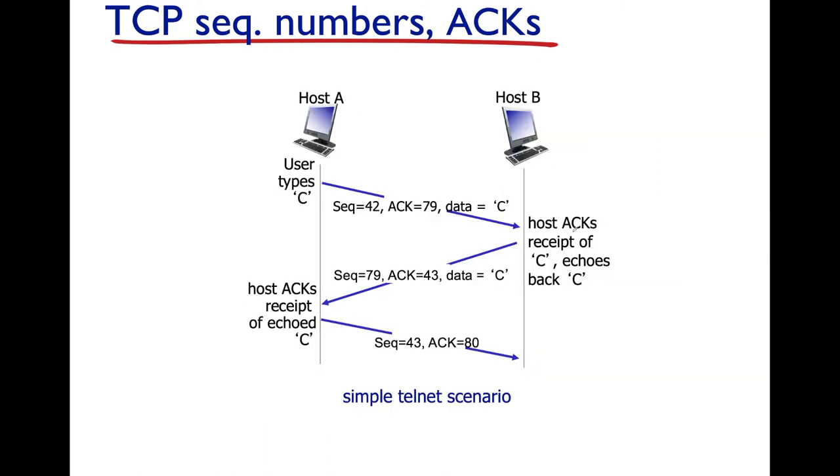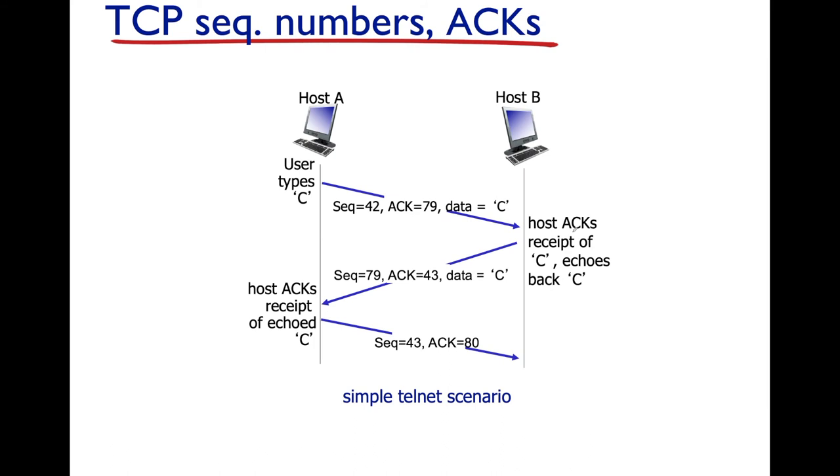And so here's an example. We have a communication between two hosts, host A on the left and host B on the right. In this application, imagine it's kind of like a telnet application. The user types a character, and the character gets sent to host B. And host B sends back this character, echoes this character. And so here we're going to start out with sequence number 42. And remember, this is a stream of bytes. And the ACK from before was 79.